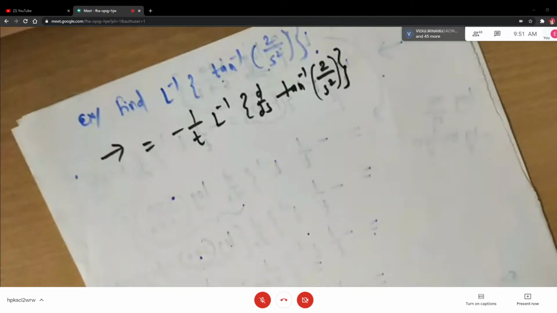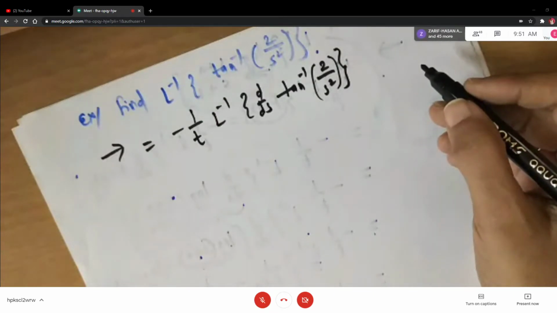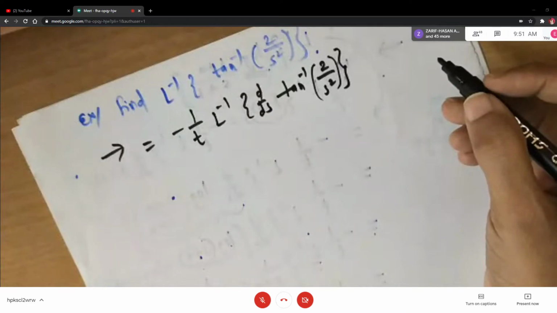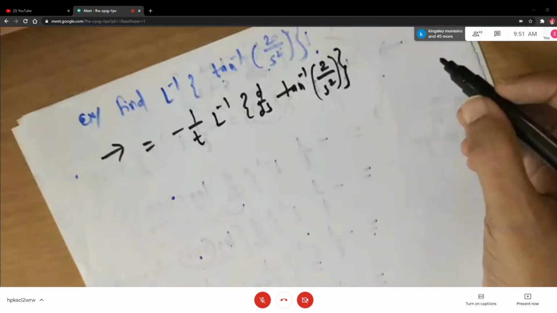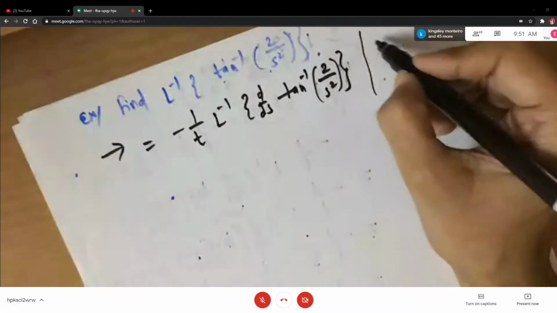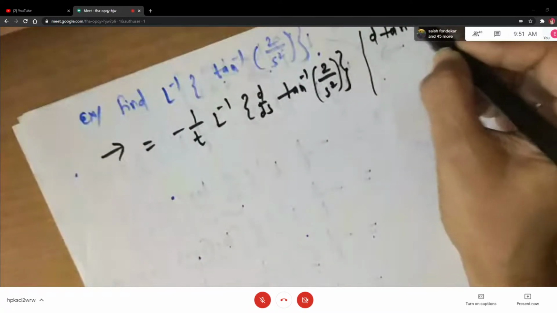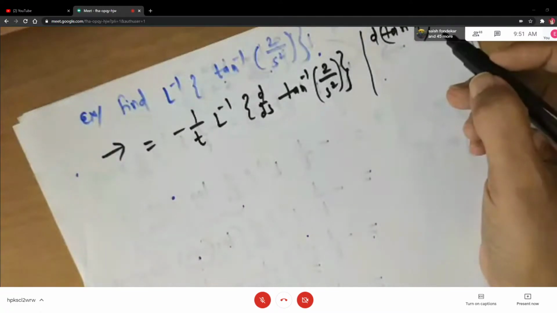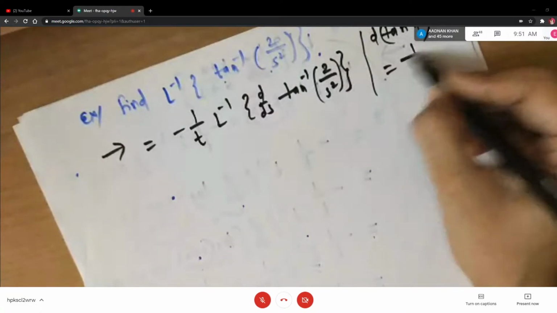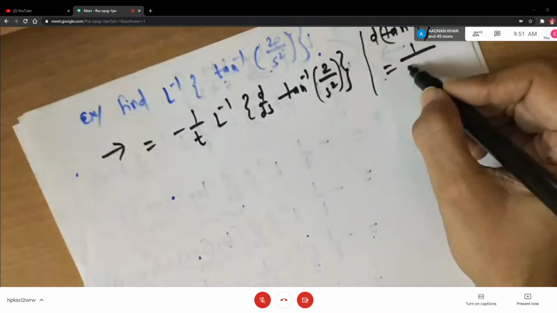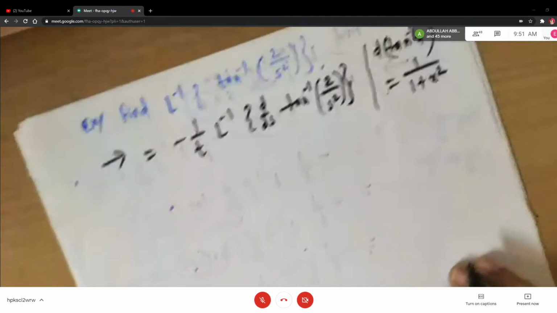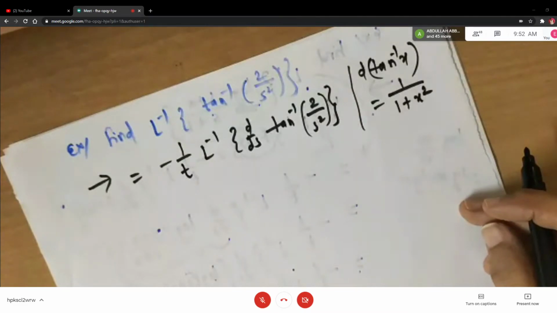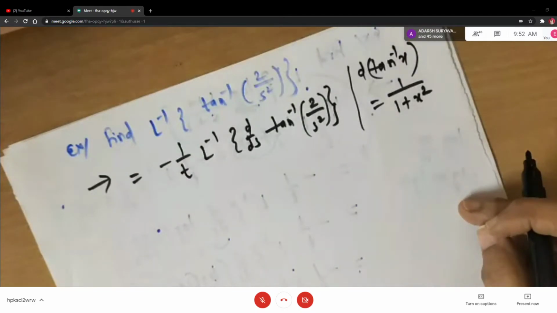So who can tell me the derivative of tan inverse of x? Do you remember, students, what is the derivative of tan inverse of x? 1 upon 1 plus x square. Very good. And that's why you need to revise the basic formulas. Okay. Derivative of tan inverse of x is 1 upon 1 plus x square.